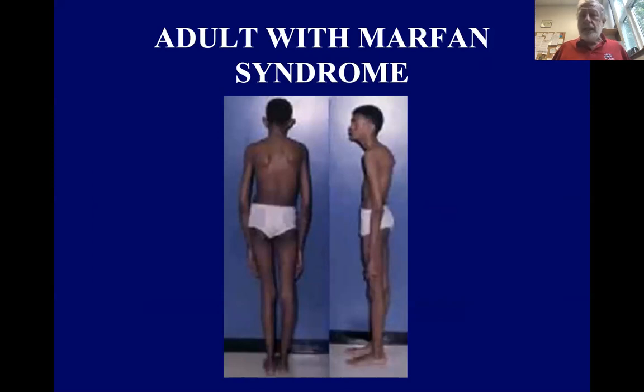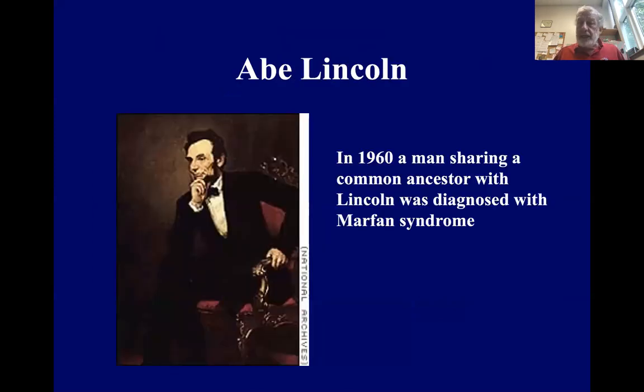Now, in 1960, a man sharing a common ancestor with Lincoln was diagnosed with Marfan syndrome. So now we know the allele was in his family, and he certainly had the phenotype. He was 6'5", which was ridiculously tall for the mid-19th century, and he had very long arms and hands and so on and so forth. So Lincoln probably suffered from it.